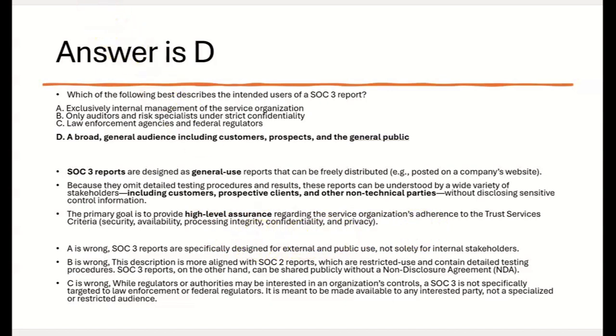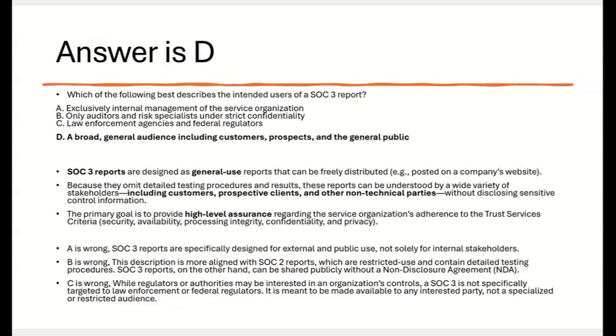A is wrong. SOC 3 reports are specifically designed for external and public use, not solely for internal stakeholders, such as management. B is wrong. This description is more aligned with SOC 2, where it says only auditors and risk specialists, because that would be restricted use, and SOC 2 would contain detailed testing procedures. SOC 3, on the other hand, can be shared publicly without a non-disclosure agreement.